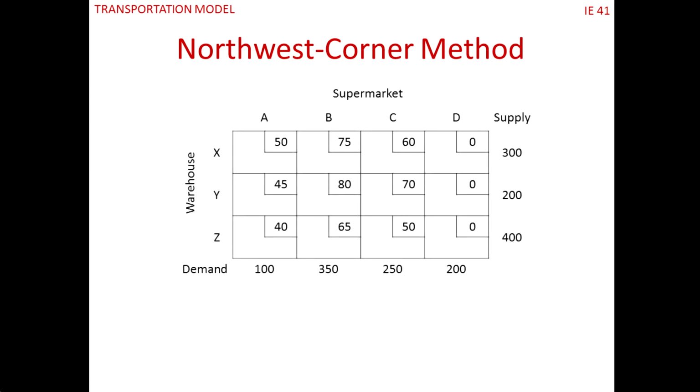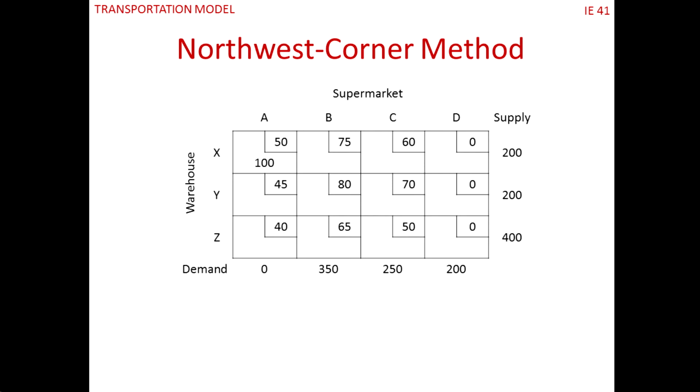The northwest element of our tableau is XA with a per unit shipping cost of 50 pesos. The available supply of warehouse X is 300 units, while the demand of supermarket A is 100 units. Therefore, we allocate the smaller of the two, which is 100 units. We then adjust the supply of warehouse X to 200 units and the demand of supermarket A to 0 units.